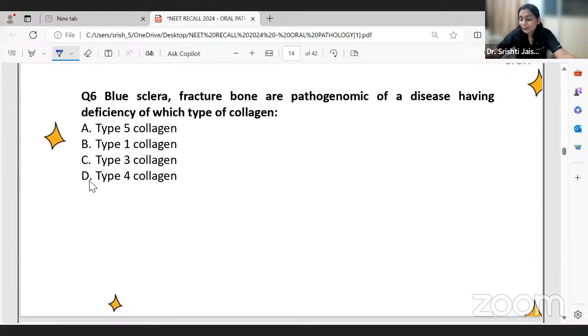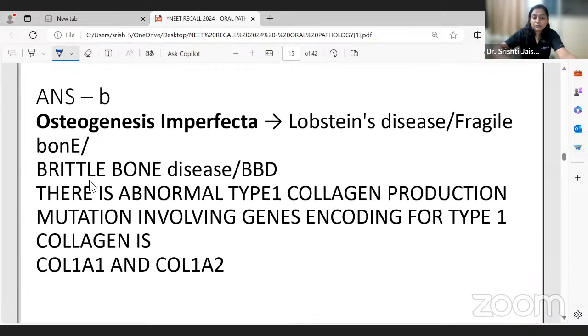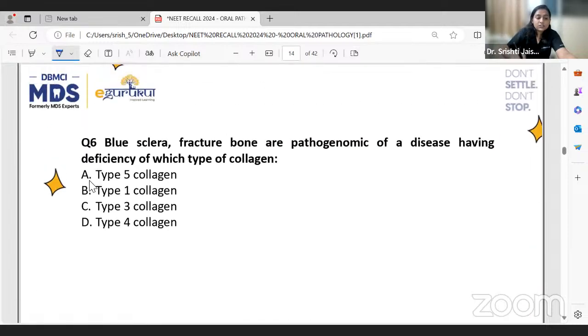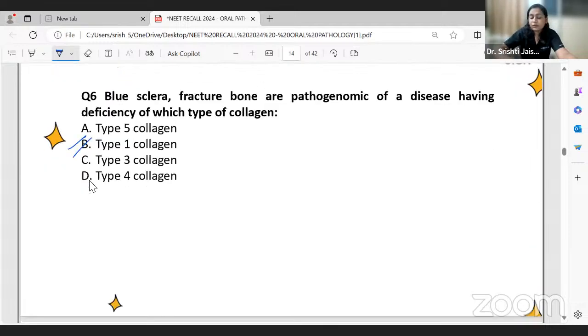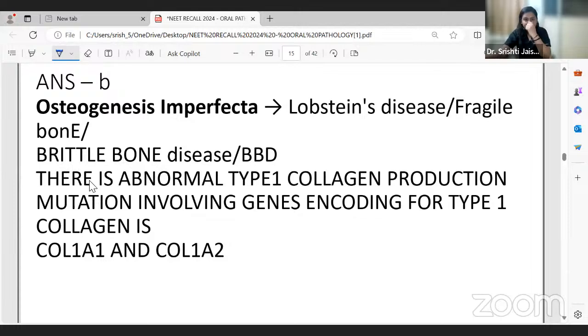Okay, so this was also discussed in your classes. Blue sclera and fracture of bone are pathognomonic of a disease having deficiency of which type of collagen? So it is type 1 collagen. That is osteogenesis imperfecta, type 1 collagen. Now osteogenesis imperfecta is also called BBD, that is brittle bone disease, or Lobstein's disease.